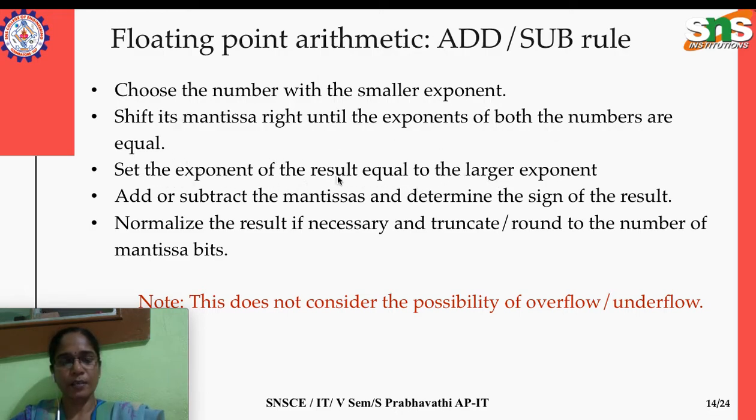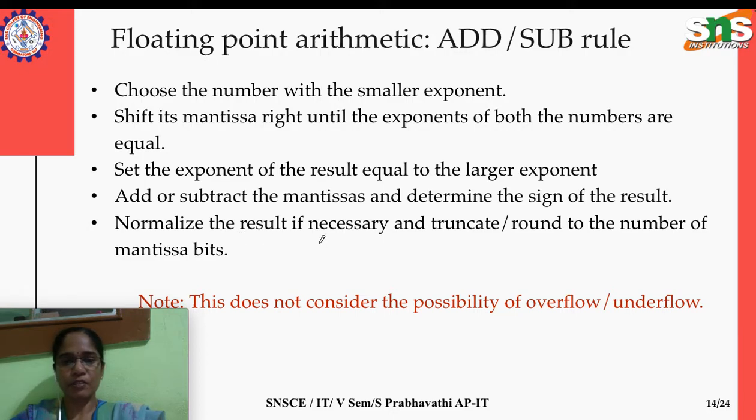Set the exponent of the result equal to the larger exponent and do the calculation, addition or subtraction, and determine the sign bit. After adding or subtracting, whatever the sign bit is will be applied to the sign of the result. And normalize the result if necessary.